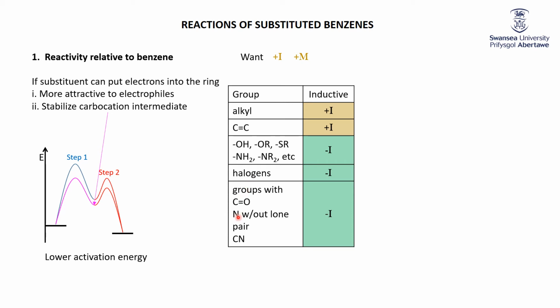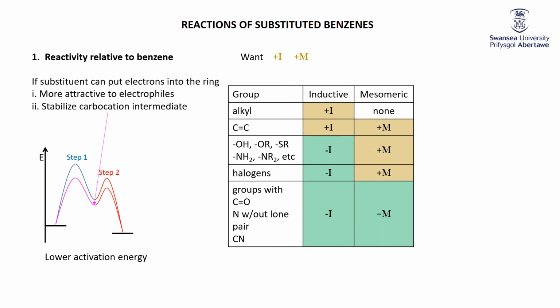If you've got a carbon bonded to the ring, double bonded to an oxygen, it will pull electrons away. Nitrogens will pull electrons away. We've already seen carbon bonded to nitrogen will pull electrons away. So not many things have got that positive inductive effect, and quite a lot of the possible groups have a negative inductive effect.